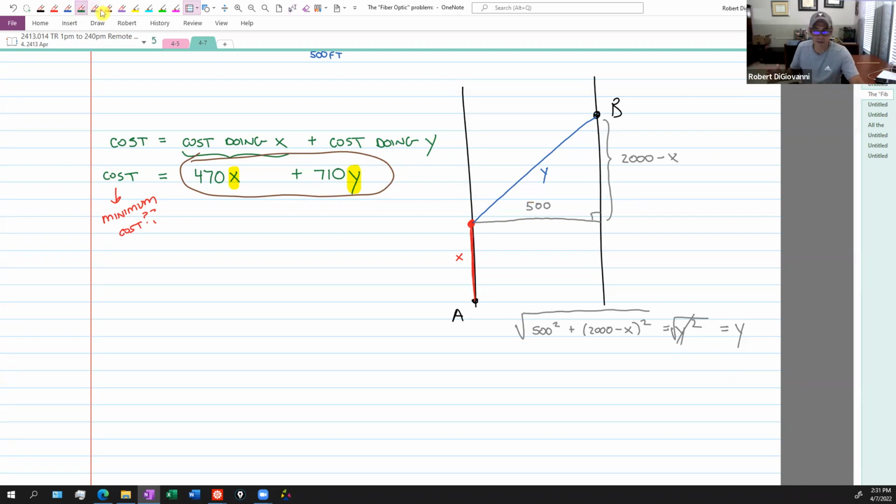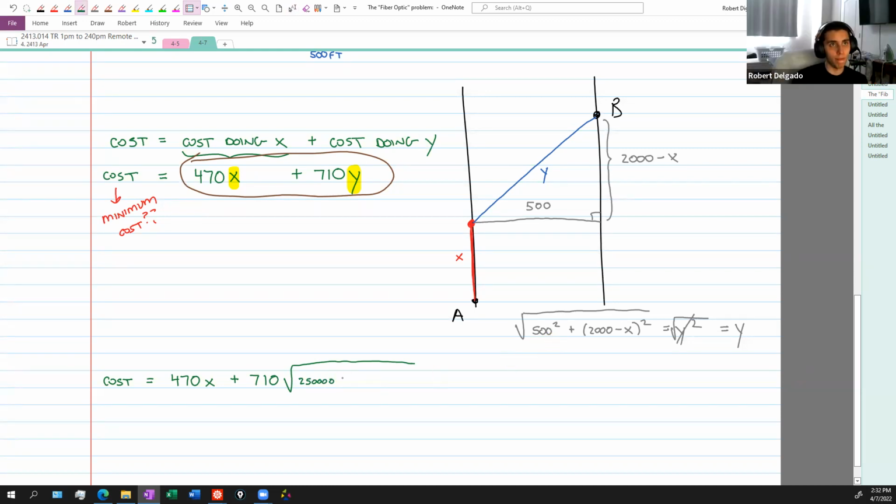But look, everyone, this is great. The cost now is this 470x, right? Plus 710 times y, but we just said y was this, right? y is equal to the square root of, okay, what's 500 squared? Is that 250,000? Yeah. Okay, 250,000 plus 2,000 minus x squared. Does anyone have a question on where I got that from?